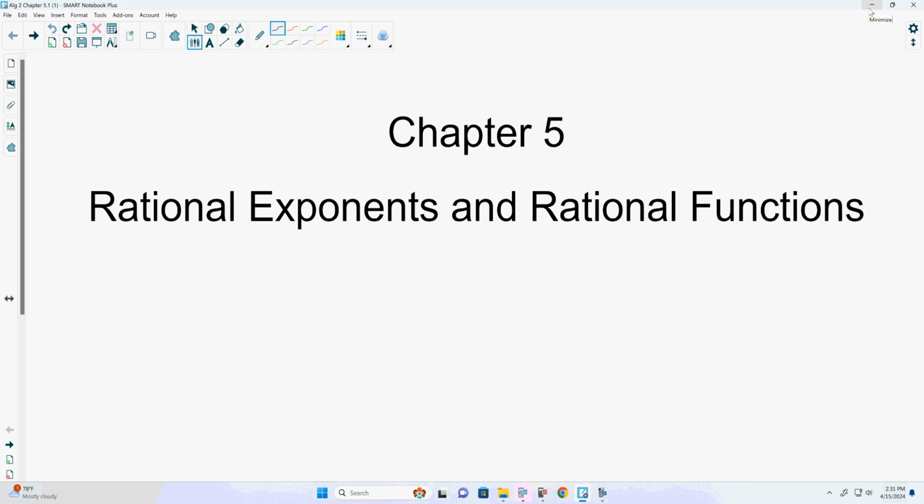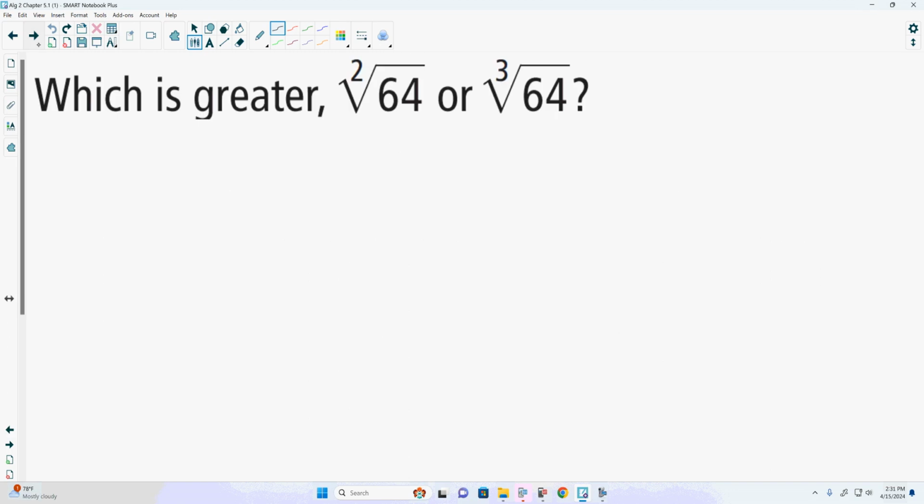All right, guys, so what we're doing today is starting chapter 5. Rational exponents and rational functions. Chapter 5 is the last chapter we're covering this year. So this is it. What we're doing with this is our radicals, square roots, cubed roots.